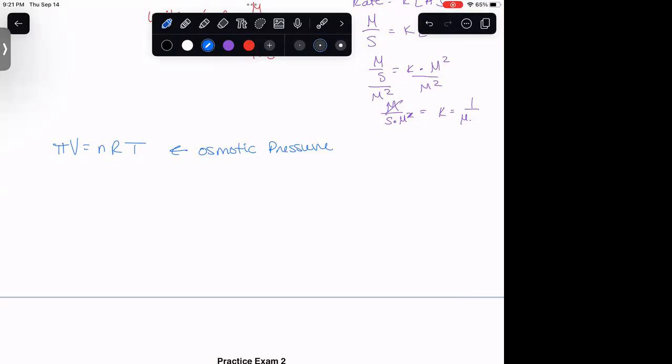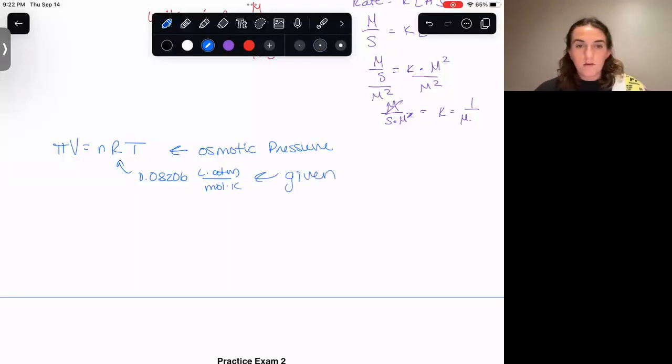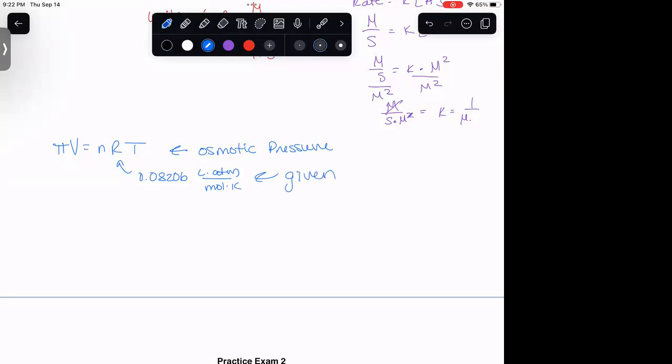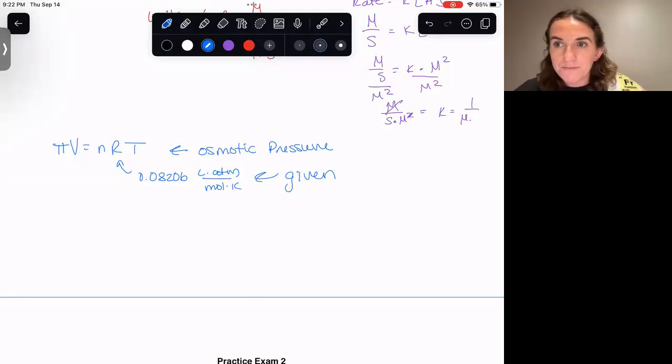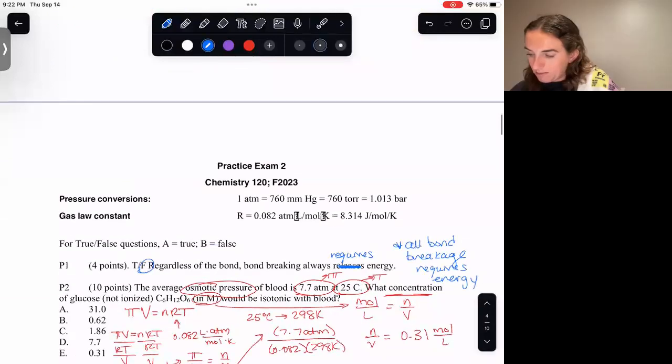Oh, okay. Also, R needs to be in atmospheres, right? Yes, this R is 0.08206 liters atm over mol K, which is given. Will we get unit conversions on the exam if we need them? Yeah, if you need a unit conversion, it's given to you. Okay, thank you. I believe it's very similar to this guy.